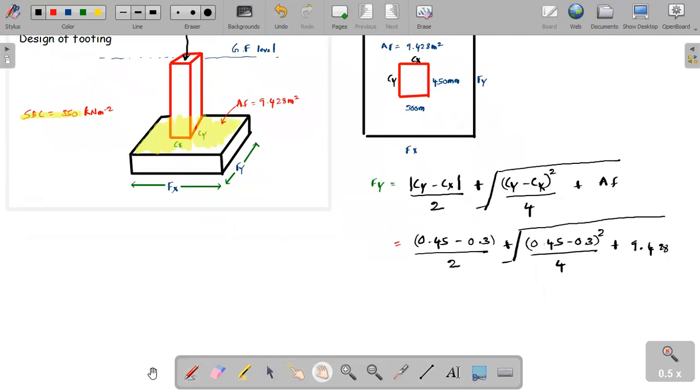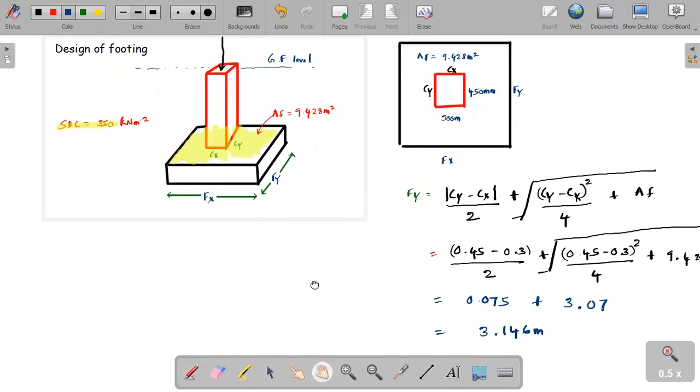Then we can find the answer. You can use a calculator and just simplify. You will take 0.45 minus 0.3 means 0.15, over 2 means 0.075, plus. You can just simplify this one. This will be equal to 3.07. So the final answer may be 3.146 meters. This is the answer, 3.146 meters. Okay, this is the answer.